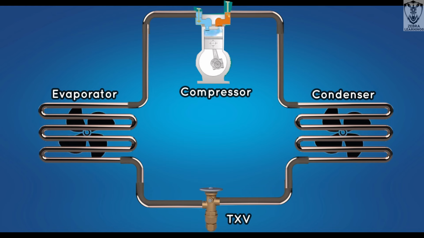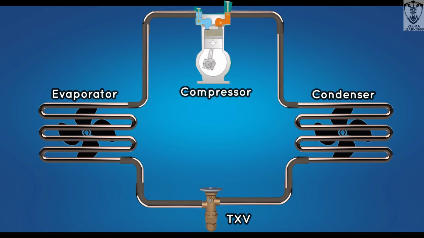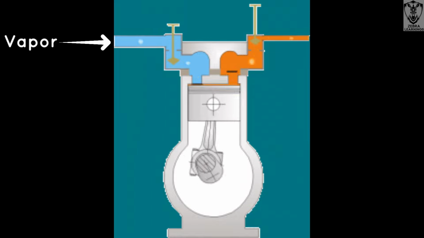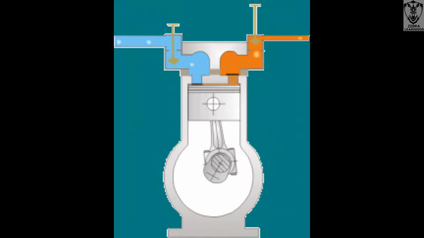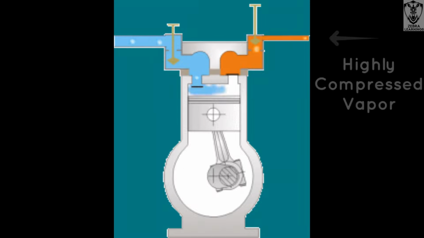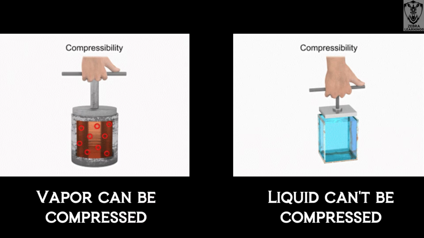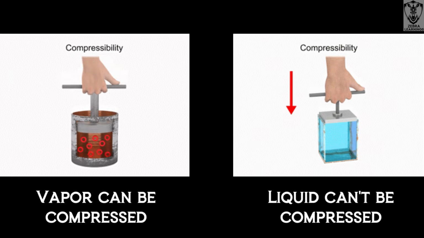Let's take the refrigeration cycle. In the refrigeration cycle, we use a compressor to make refrigerant travel throughout this cycle. This is what we already know. We have explained this clearly in previous videos. In this cycle, the refrigerant comes in vapor state into the compressor. It compresses the refrigerant, which is in vapor state, increases its pressure and sends it out. We can only compress vapor. We cannot compress liquid. Liquid is incompressible.